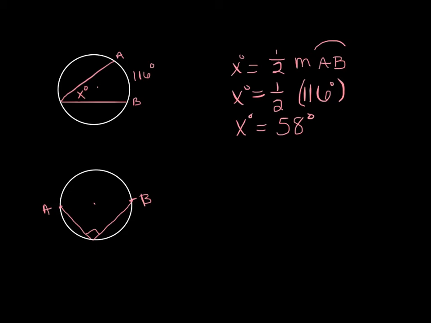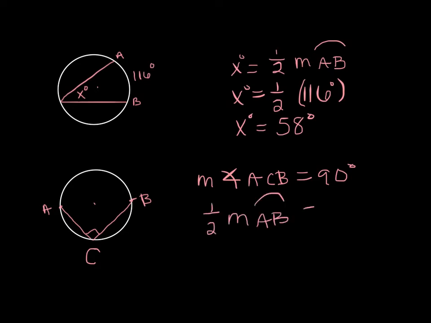In this second example, we see that angle ACB is a right angle. So if the measure of angle ACB equals 90 degrees, and we know that it's 1/2 of arc AB, so 1/2 of the measure of arc AB equals 90, that means that arc AB is going to have to be 180 degrees, which means that AB is actually going to be a diameter of that circle.